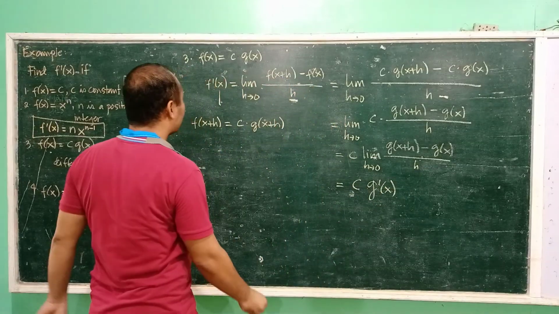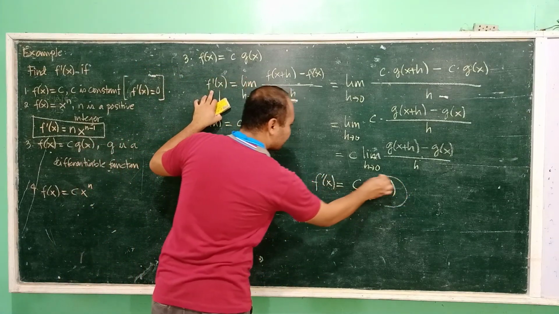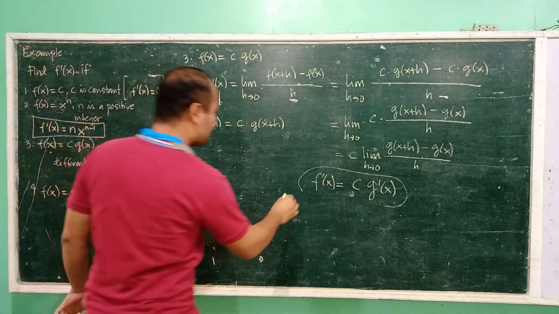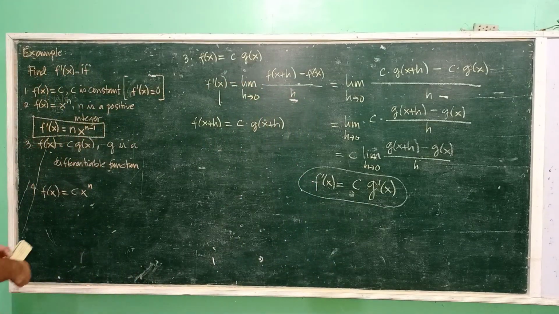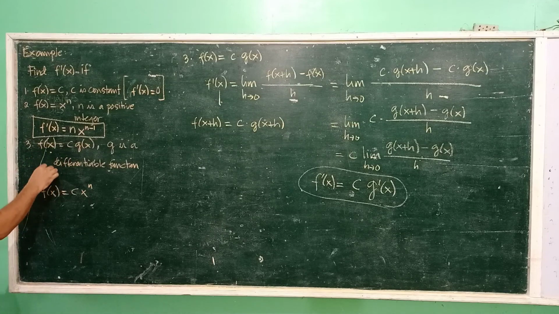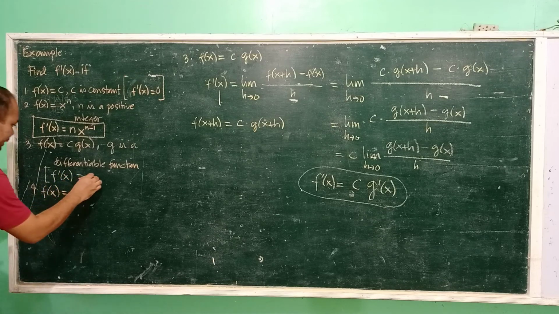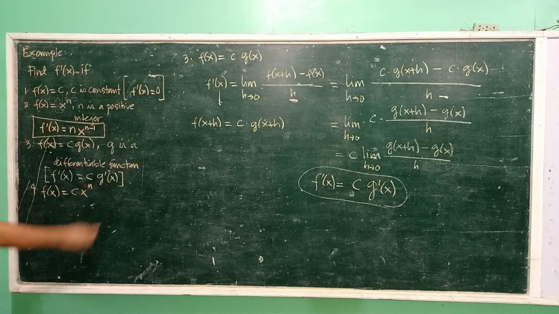Therefore, f prime of x is just equal to c times g prime of x. So simple. If you have f of x equal to c times g of x, then f prime of x is just equal to c times g prime of x. So we have answered 1, 2, 3.